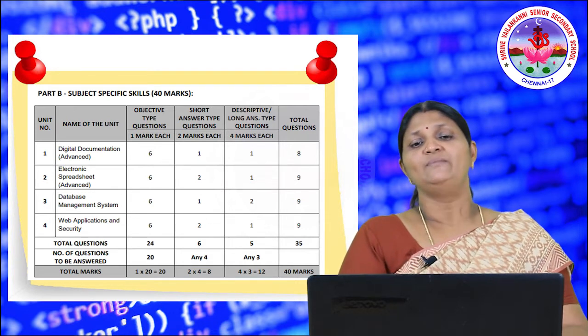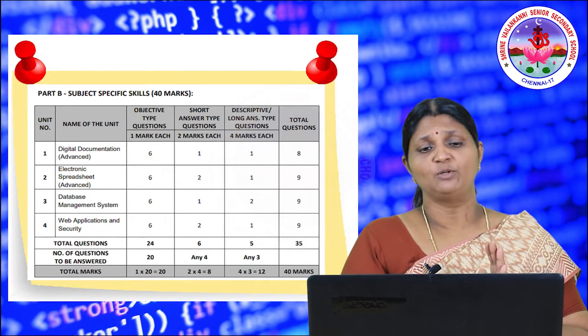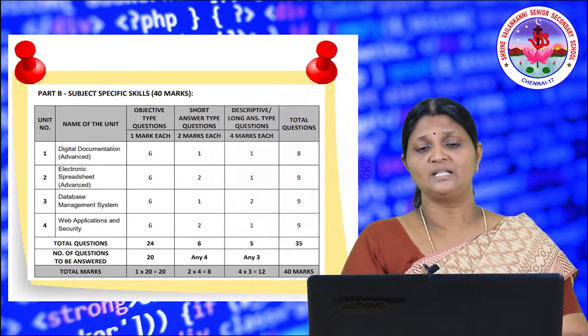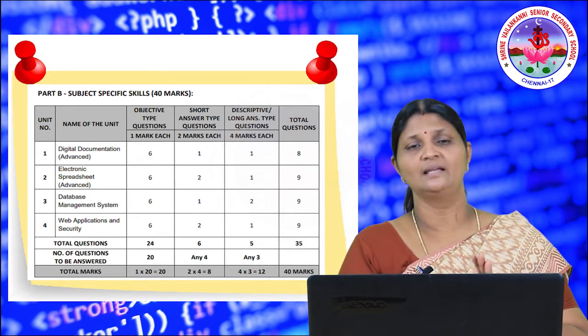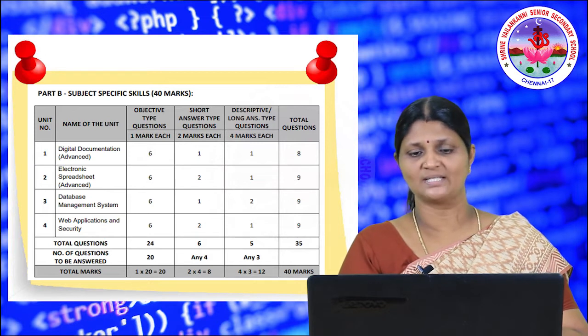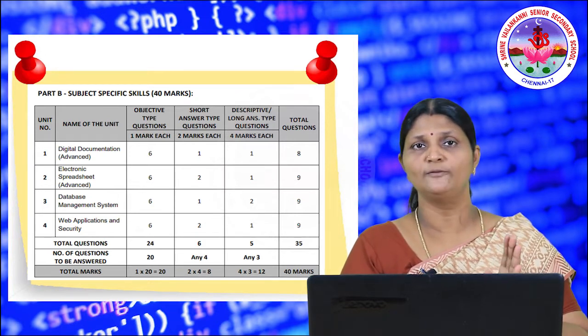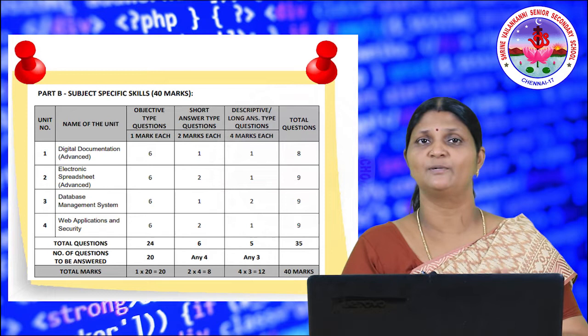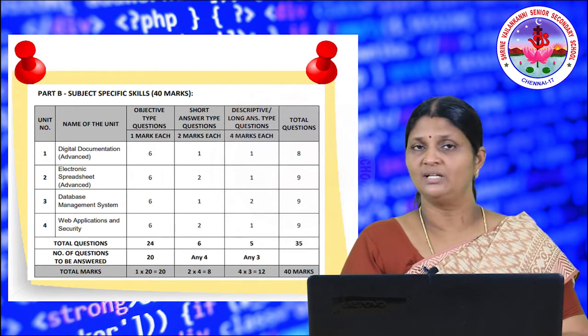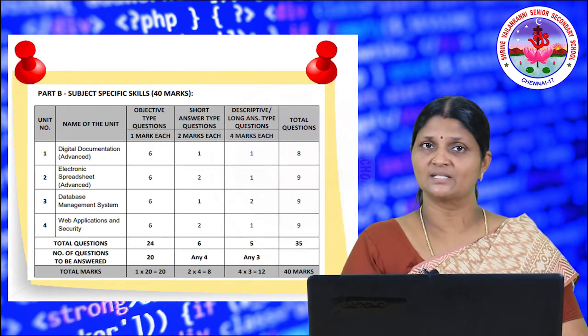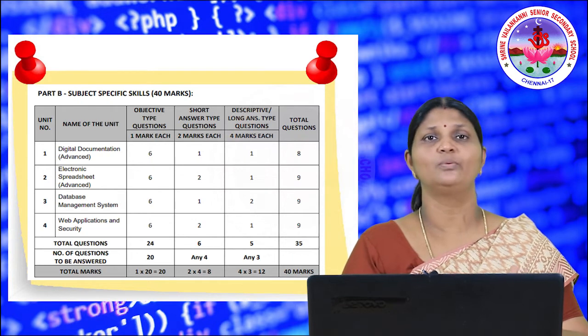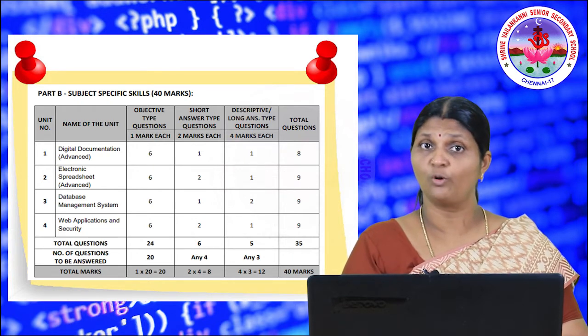When we speak about the objective type questions, digital documentation 6 questions, electronic spreadsheet 6 questions. Each and every unit, all the 4 units, have 6 questions per unit, totally 24, out of which 20 questions are to be answered. So we get 20 marks because it is objective.